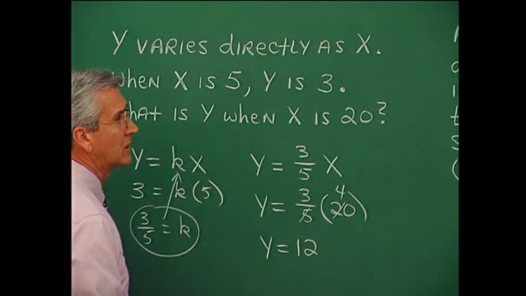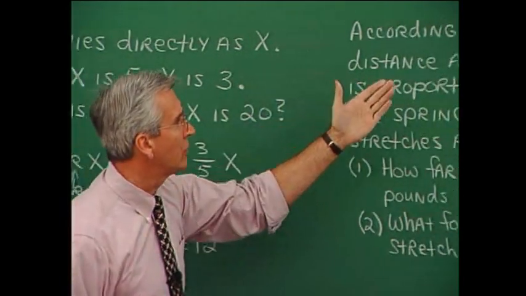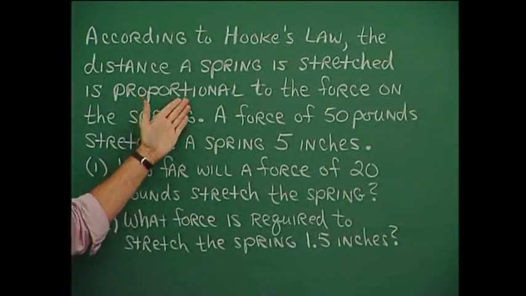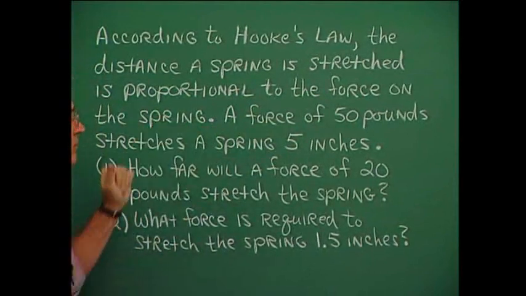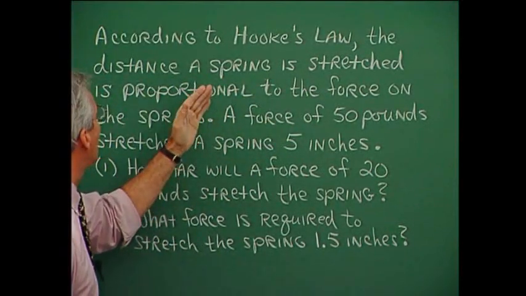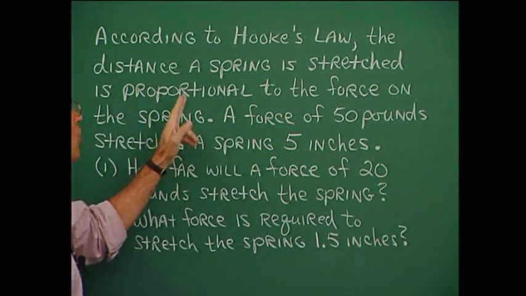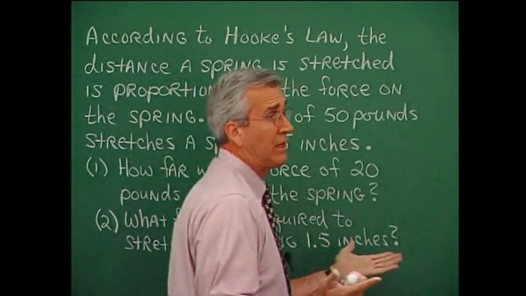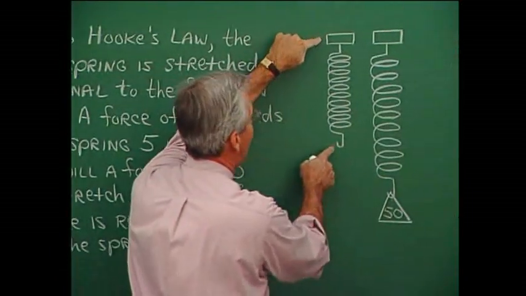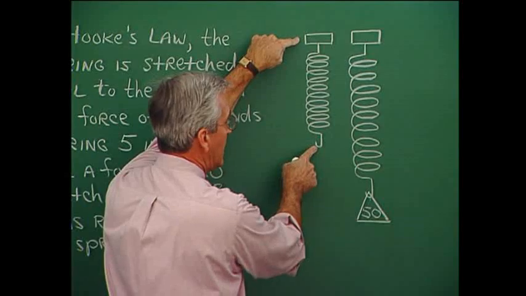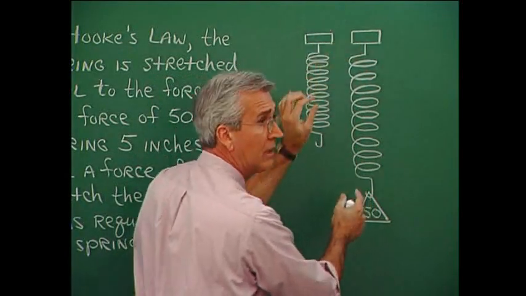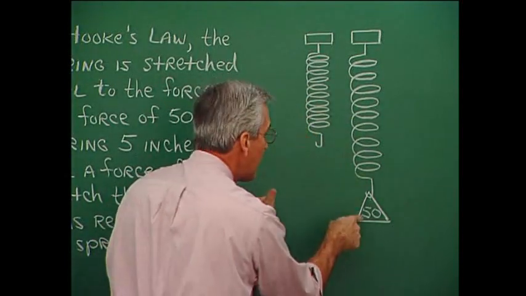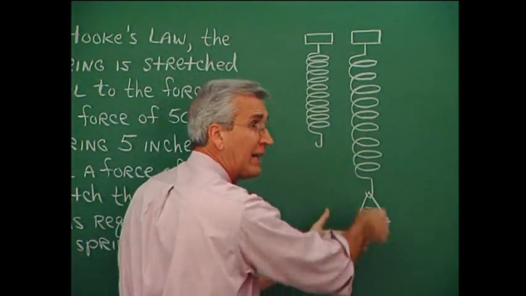Here's another more practical kind of example. According to Hooke's law, the distance a spring is stretched is proportional to the force on the spring. This is all that it's saying. Here's a spring. It's just relaxed right here. There's no force on the end of it. If we put some force on it, it'll stretch. And the distance that it stretches is proportional to the amount of force. If we put more force on it, it stretches further.